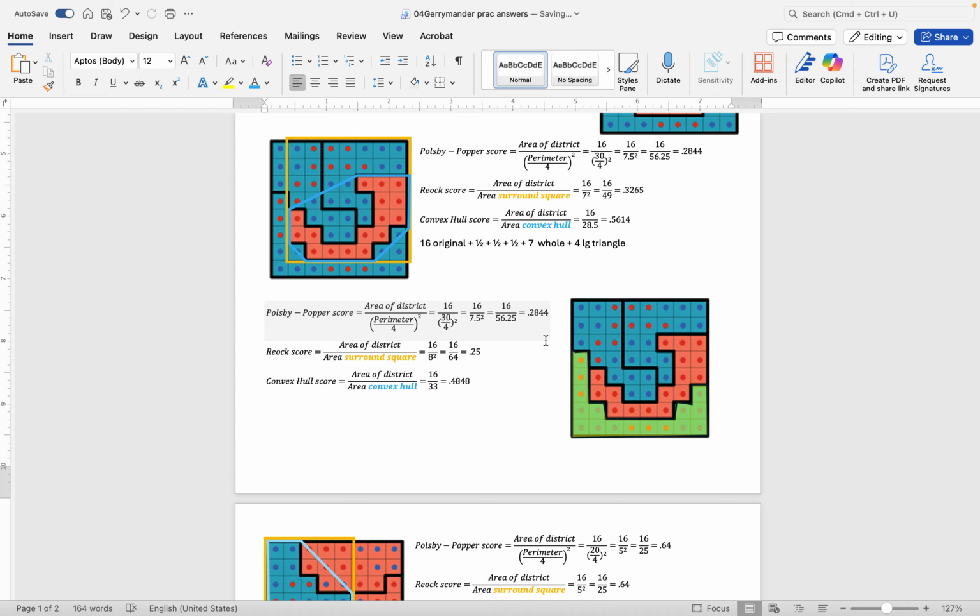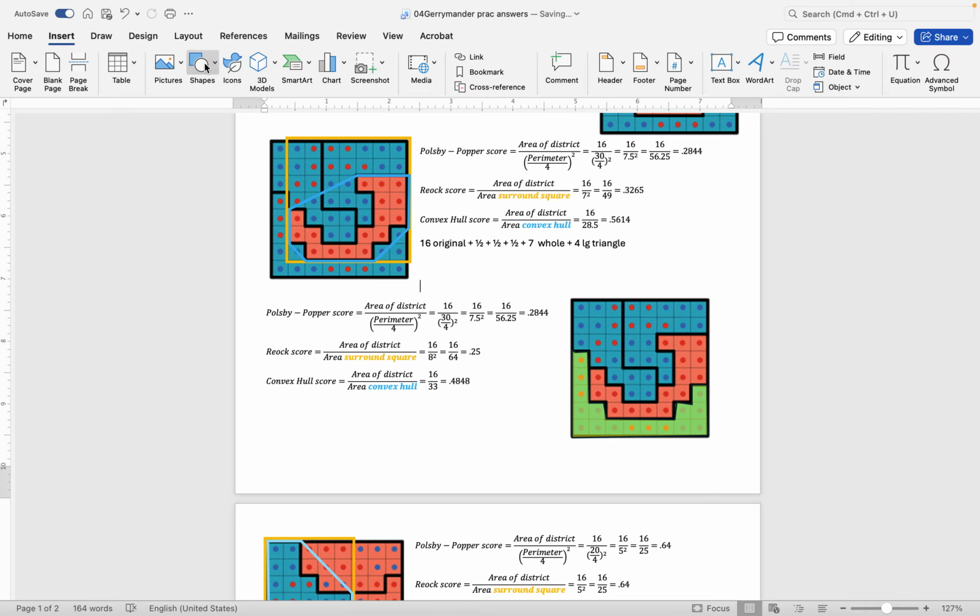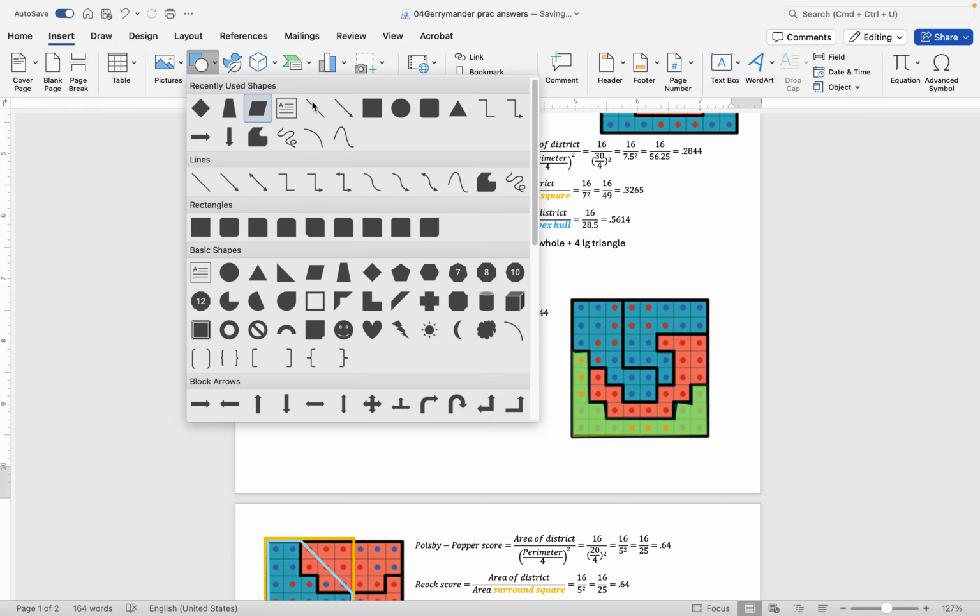All right. Now, to surround this district with a square for the Reock, we've got to go all the way across this shape. Notice that it has a width of 8 squares. It's the whole amount of this box. So the box that we're going to draw to surround it is going to be the box that it's already in.